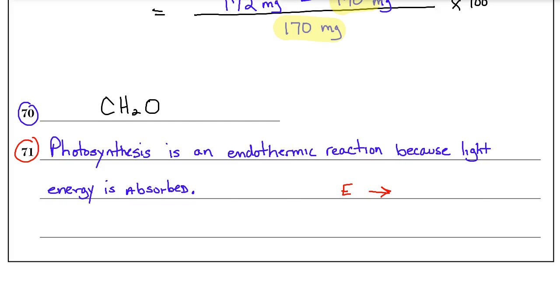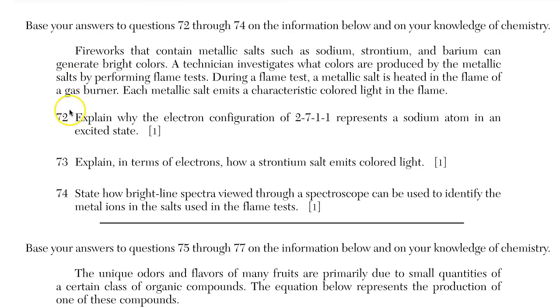All right, number 72. Explain why electron configuration of 2-7-1-1 represents a sodium atom in an excited state. So 72, 73, 74 are based on this blurb. And as I just showed you, I think it's really important to read the question first because so many people look at this information and sometimes get intimidated and think, I don't know what's going on here. And then you can't answer the questions or you convince yourself you can't.